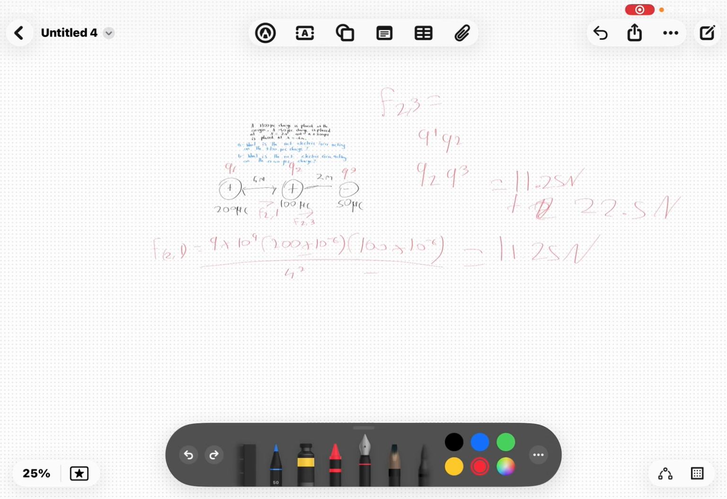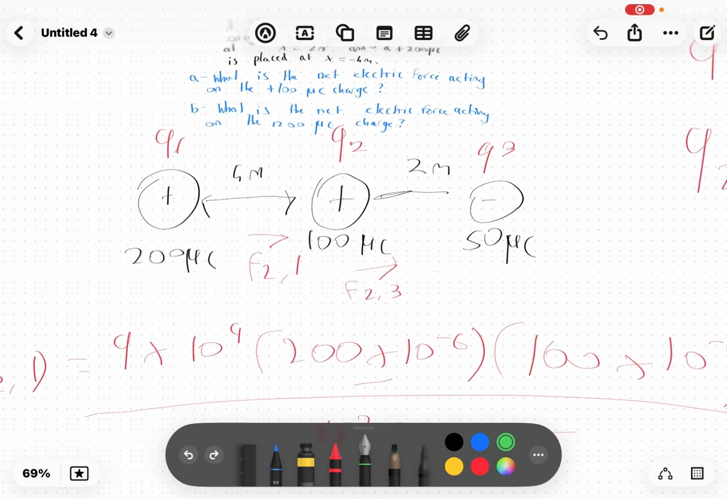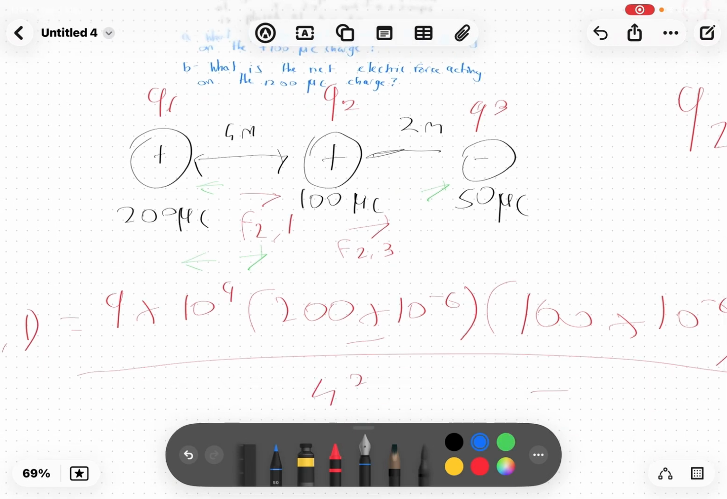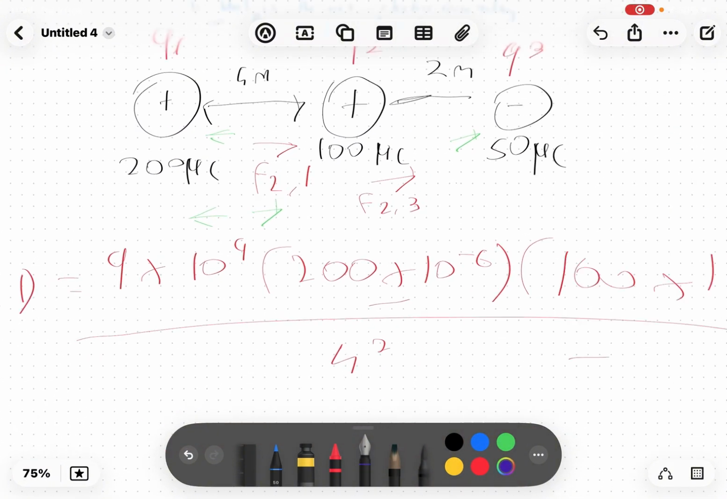Now, B: what is the net electric force acting on the 200 one? Over here, it's basically the same thing. We just think about what forces act on it. First of all, the repelling force from this one, and then the attracting force towards this one. So this is the force because of the 2, and this is the force because of the 3.